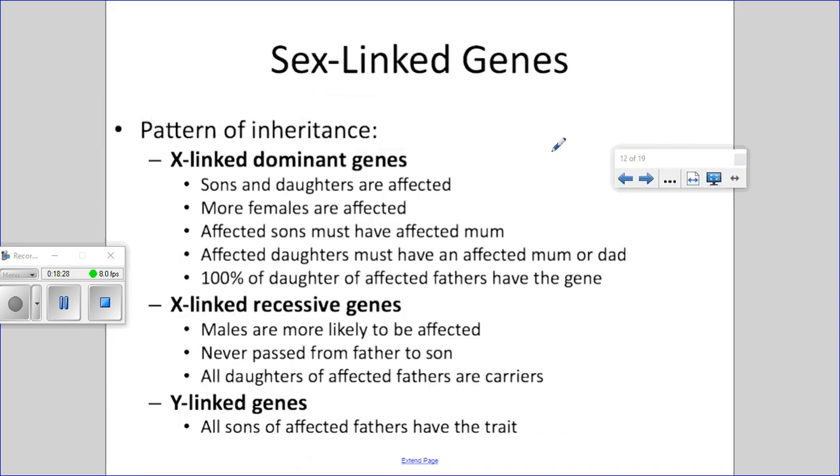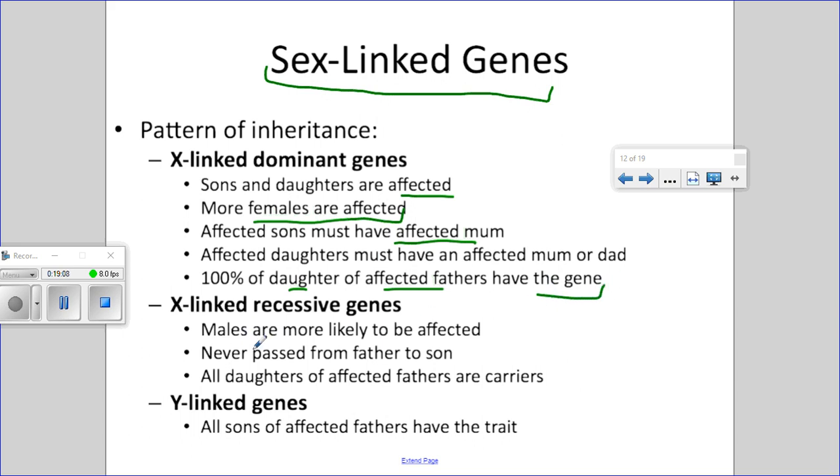Now, with pedigrees, you can determine whether these are done through sex-linked genes as well. With that pattern of inheritance that you can look for with sex-linked genes, with a disease that is due to X-linked dominant genes, sons and daughters are both affected. You have more females that are affected if it is dominant. And affected sons must have an affected mother. Affected daughters must have an affected mom or dad. And 100% of the daughters of affected fathers will have the gene.